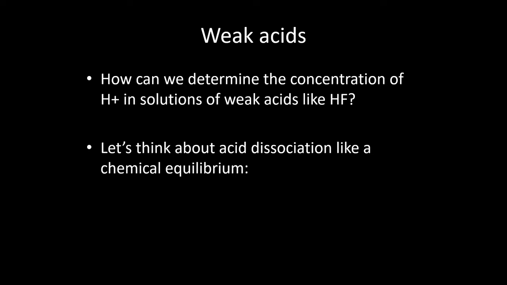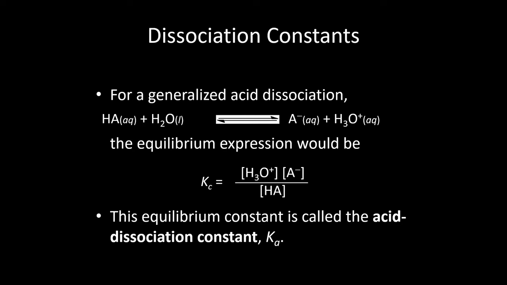So when we're trying to work out the pH of a solution that contains a weak acid, we have to start thinking about it like a chemical equilibrium, because in fact it is a chemical equilibrium. There's an equilibrium between the reaction that dissociates the acid and the reverse reaction that puts the acid back together.